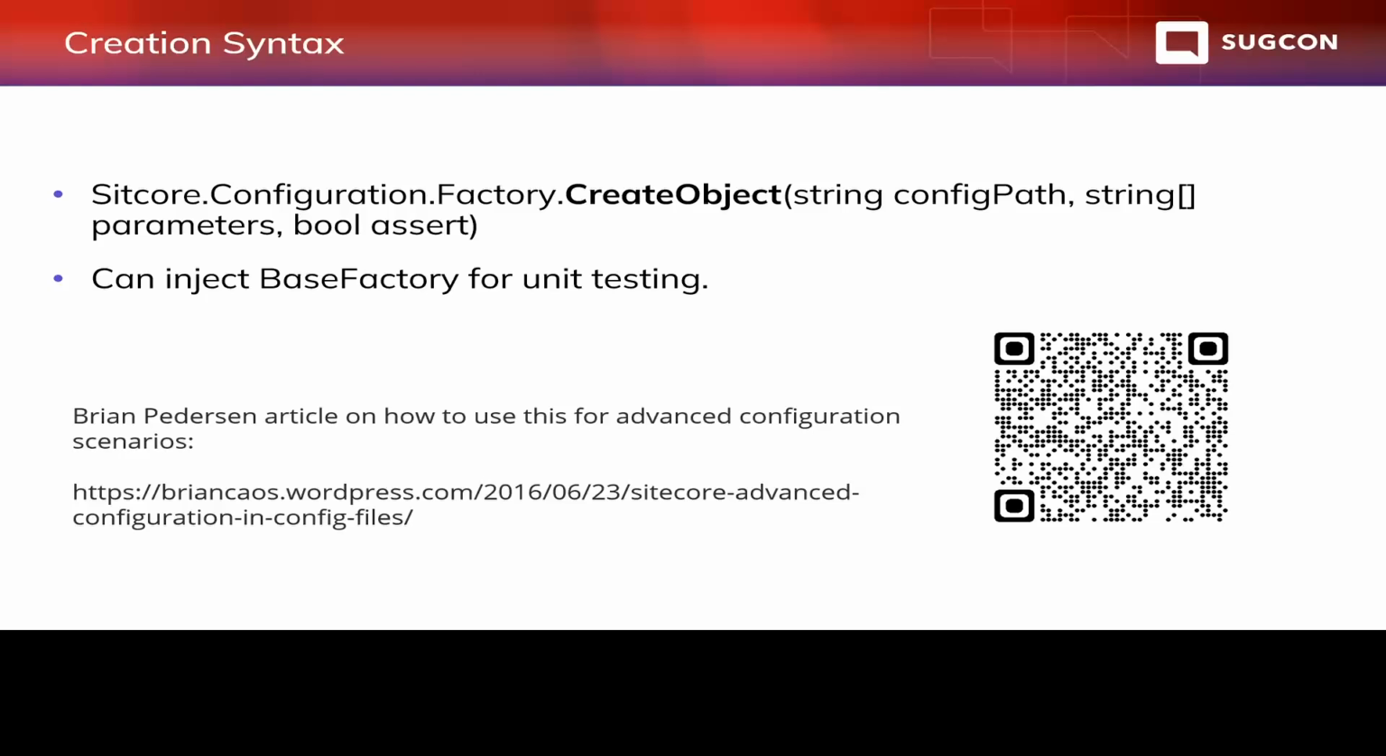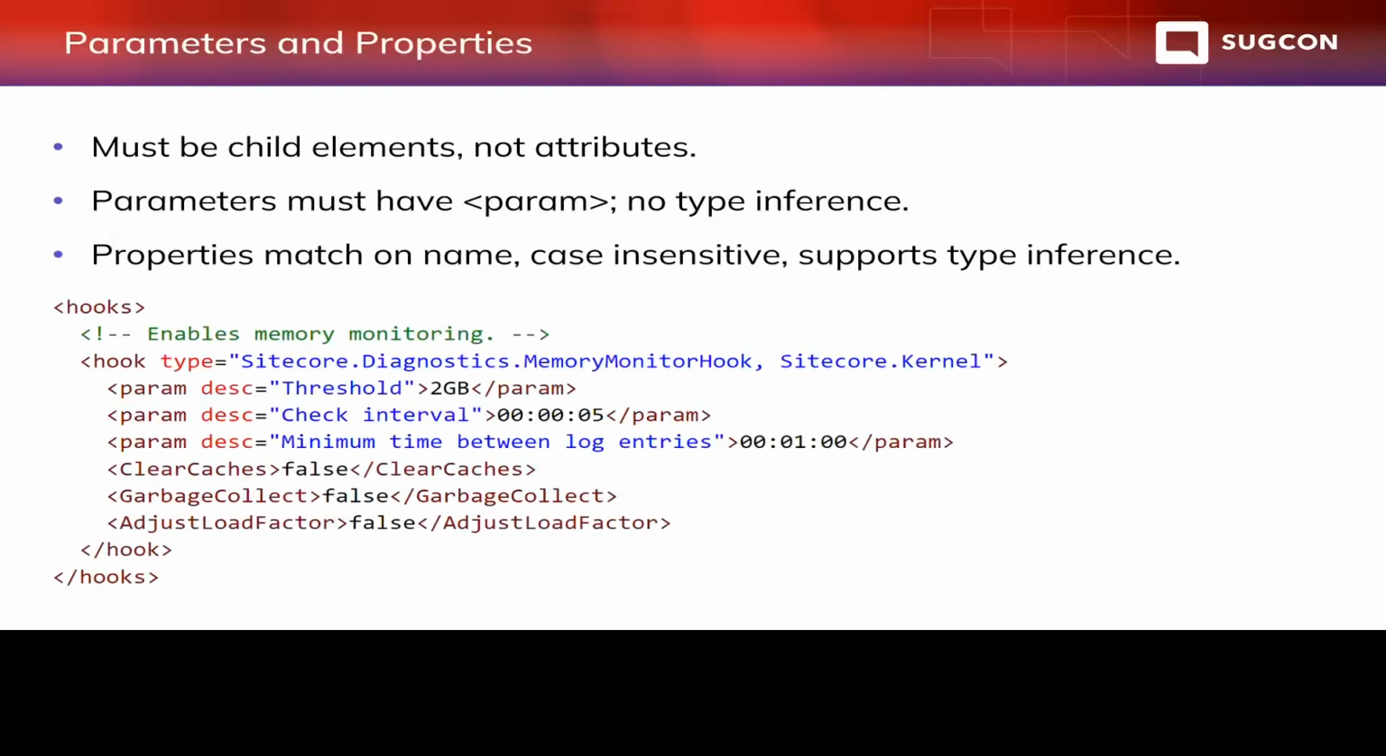You can optionally pass parameters. We'll come back to that if I don't talk too fast. And then you can also have an optional assert, whether you want this to blow up if it doesn't find that location. That's a static object, but if you do unit testing and you want to be able to mock it, you can just inject base factory, and then you can script its behavior. Nice blog post by Brian Peterson on how you might use this to do complex configuration scenarios.